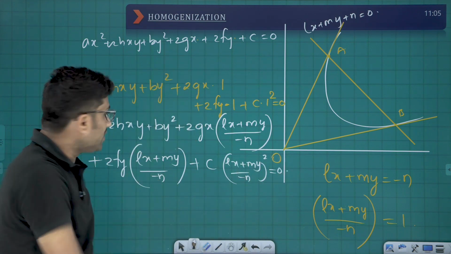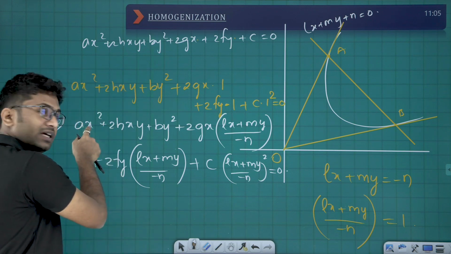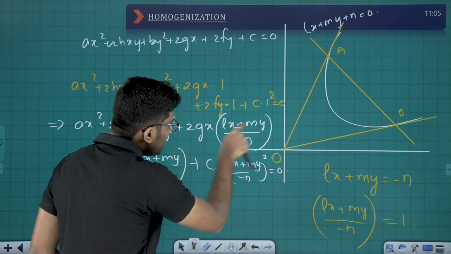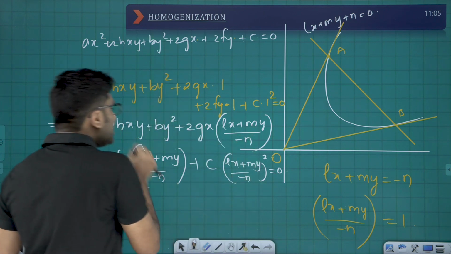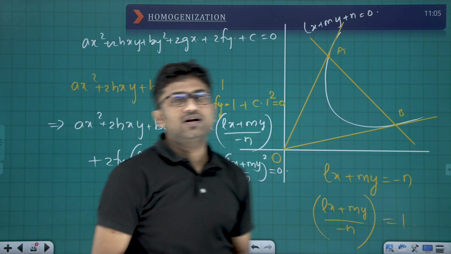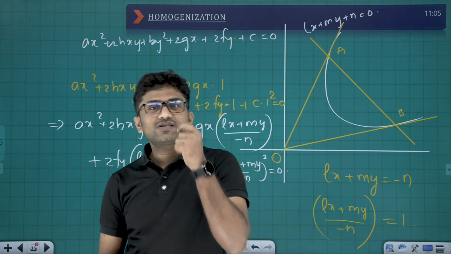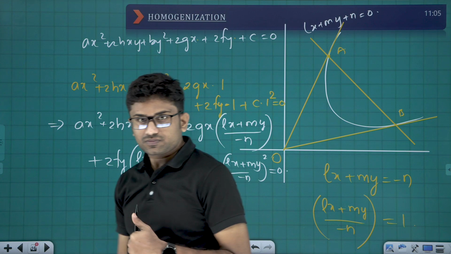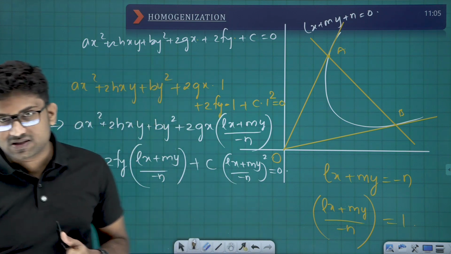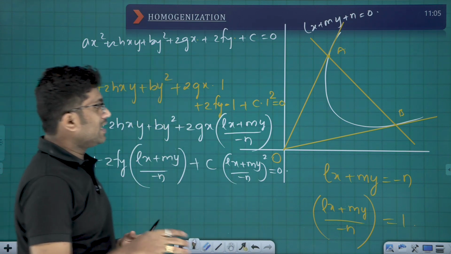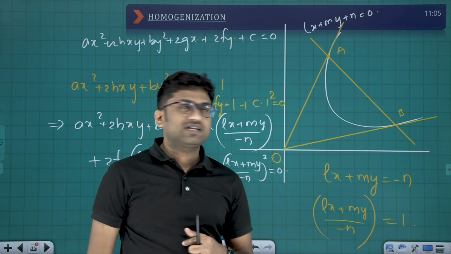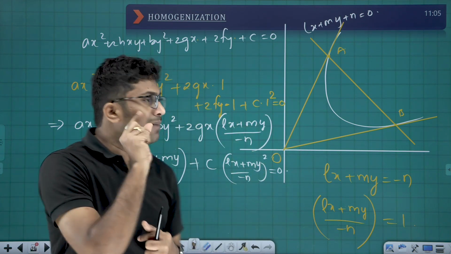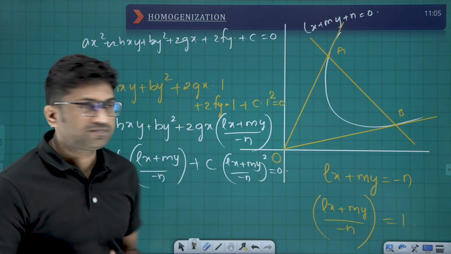Now by doing this, what do you get? See, second degree, degree 2; 2gx into lx again degree 2; 2gx into my again degree 2. So each term of this equation will be of degree 2. Clear? So such an equation represents a pair of straight lines passing through origin. So homogenizing the given curve means you will be getting a pair of straight lines passing through origin and intersecting the curve at the same 2 points, capital A and capital B. So the combined equation of OA and OB we get.